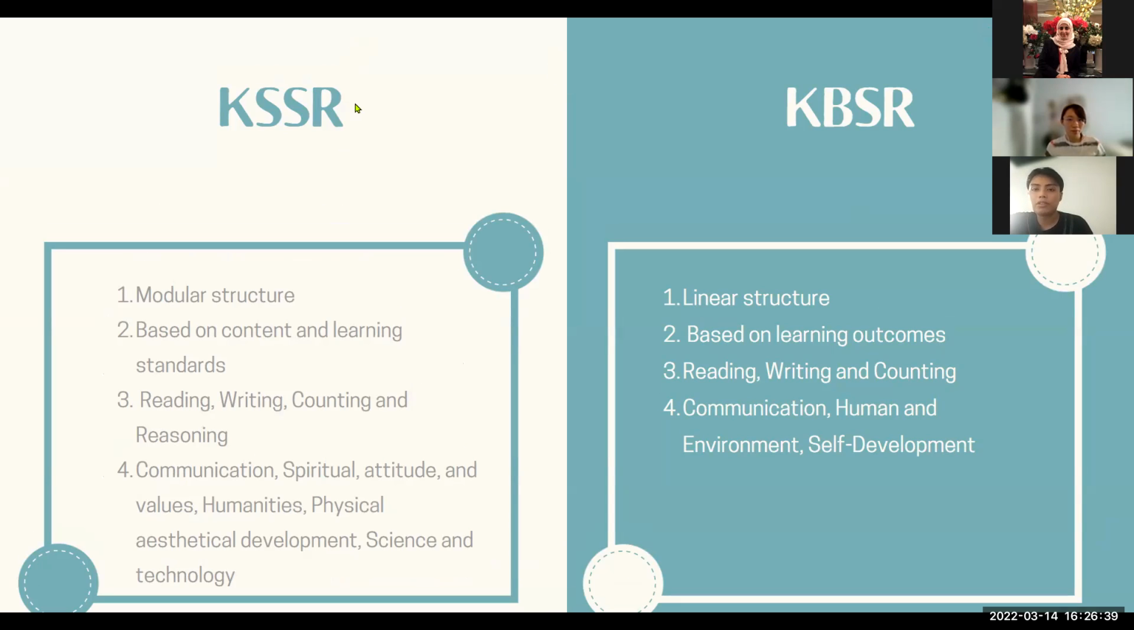So first of all, KSSR is based on a modular structure, as mentioned by Yen just now. When it comes to KBSR, it is more towards a linear structure. The main thing to note about the differences between the two is that most of the things are not replaced, but rather added. Most of the things in KBSR are also there in KSSR, but KSSR has more added agendas on top of what KBSR already has.